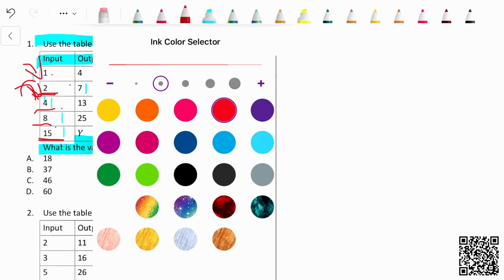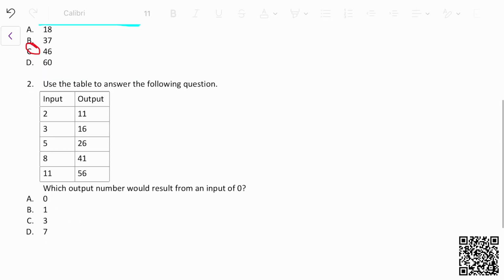And 15 times 3, as I like to imagine it, is kind of like a clock. You know, one section is 15, so 3 sections would be 45. And 45 plus 1 is 46. And yes, that is one of our answer choices. So the correct answer is C. Pretty simple still.